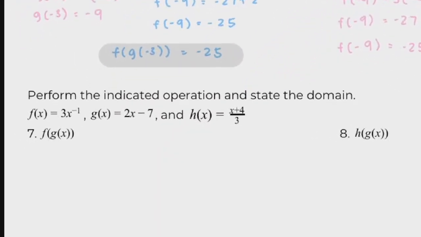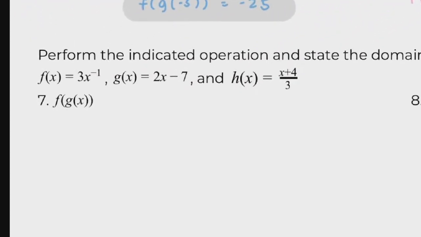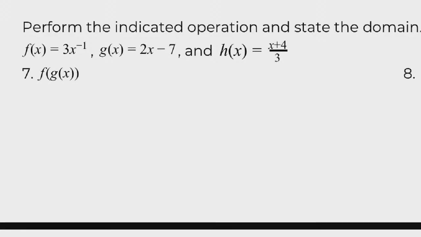Okay, number 7 and 8, we want to perform the indicated operation and state the domain. So we're given f of x, g of x, and h of x. For number 7, we want to find f of g of x. So that means we're replacing all of the x's in f with 2x minus 7, because that's what g equals. If it helps, you can think of it this way: f of 2x minus 7. So we're replacing all of the x values in f with 2x minus 7.